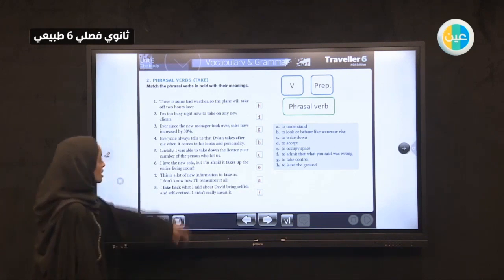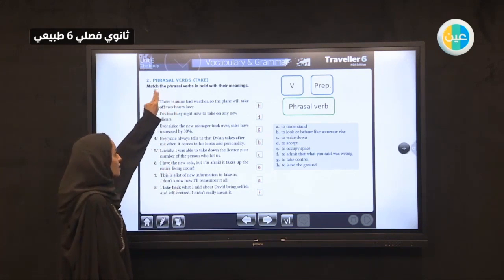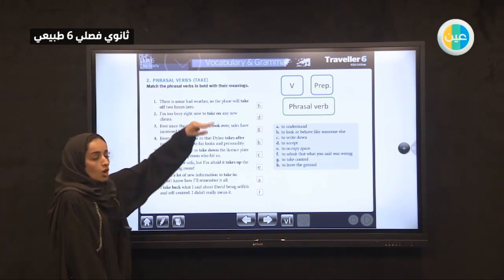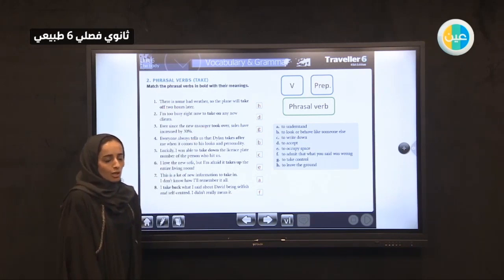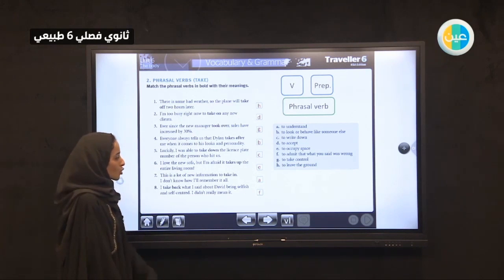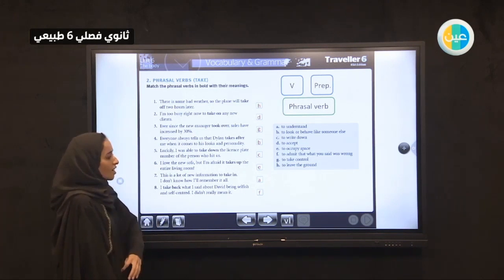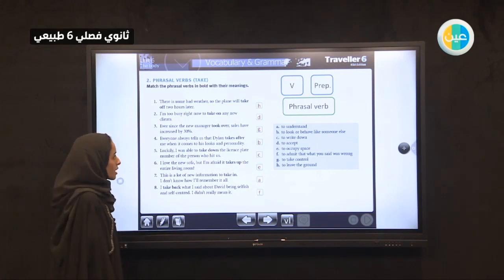These are the usage for take as a phrasal verb. It is a good idea to use phrasal verbs just to show how advanced your language is, because you are almost graduating, so using advanced language is going to be a good idea.